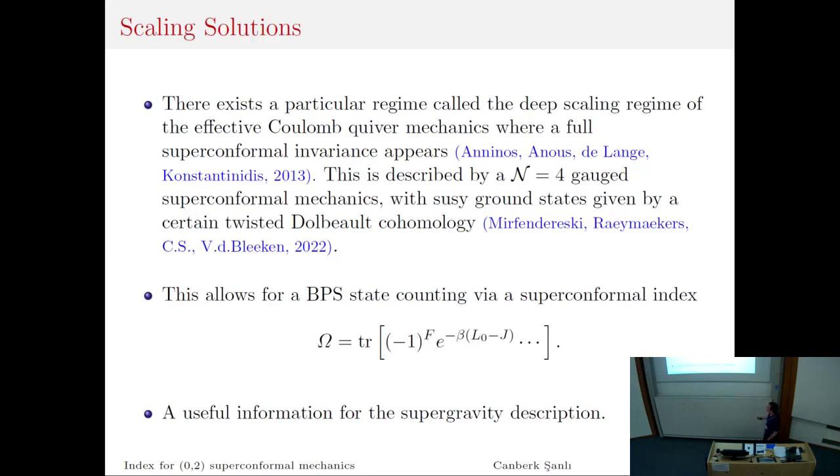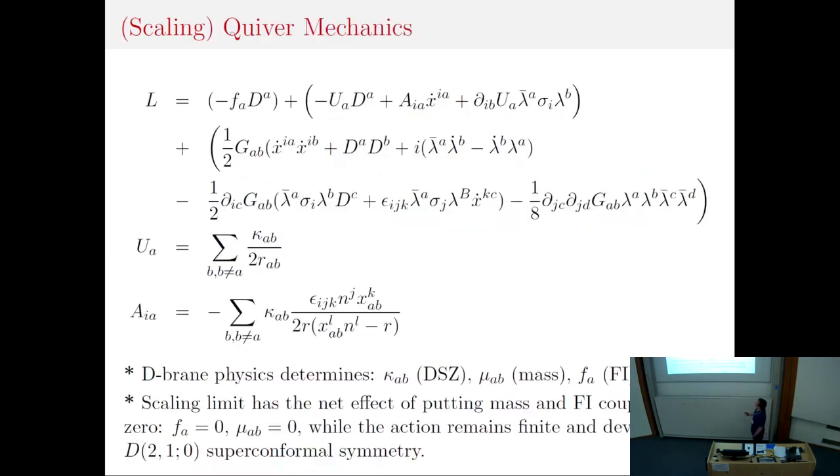In this class of examples. All right, so just for completeness, this is the whole scaling quiver mechanics, and to be concrete, the scaling limit just means that we put the FI parameter and also the mass parameter associated to the quiver mechanics to 0, and then nicely D(2,1;α) superconformal symmetry appears. So it is just some superconformal algebra, for those of you familiar with it.